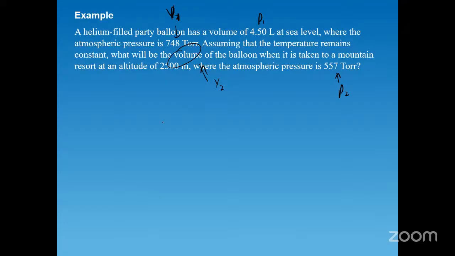So based on Boyle's law, V2 will be equal to P1 V1 over P2. And all you have to do is put the numbers in. So P1 is 748 torr times V1, which is 4.50 liters. And then divide by P2, which is 557 torr, right? And the torr units will cancel out here and here.